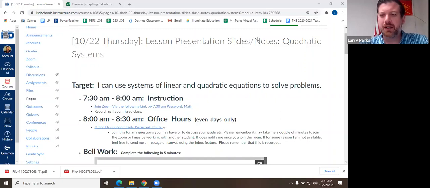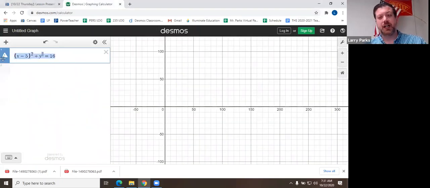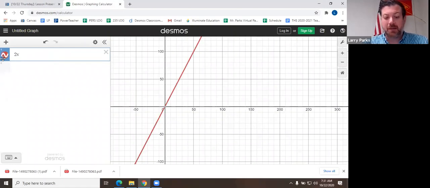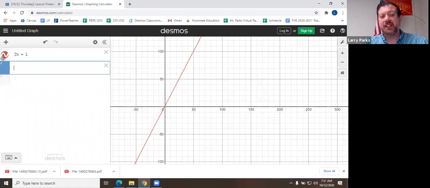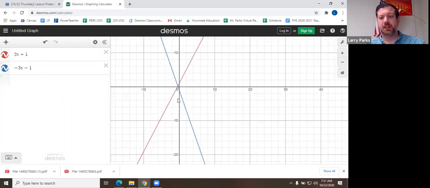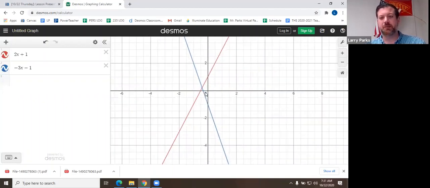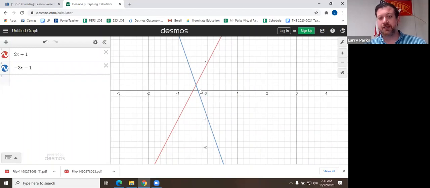Now you may remember we've done systems before, and when we were doing systems before, we had problems like, and I'm just making up a problem off the top of my head, we had a line that intersected another line. And one way we could find the solution was by just looking, where do they intersect? And we would say, in this case, they intersect at -0.4 for the x value, and then 0.2 for the y value.